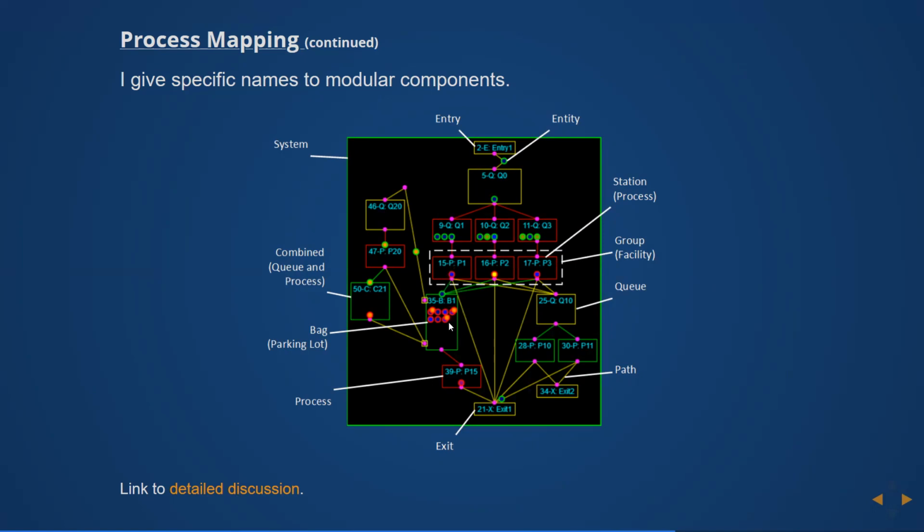And things can come in here, and in this case, one thing that happens in a parking lot is the vehicle parks and the people inside the vehicle get out and they do things in other processes, and they come back. So that is an example of an entity splitting in the middle of a process.